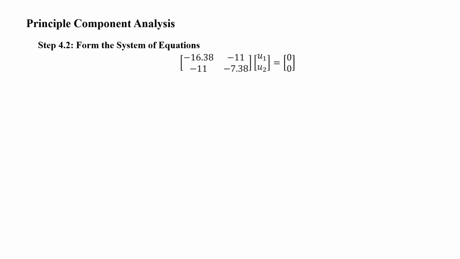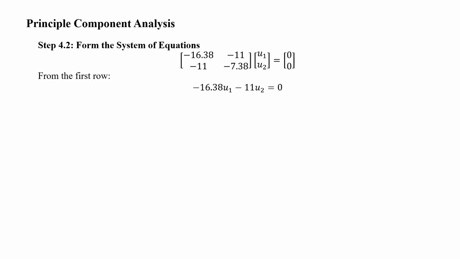We use the matrix [-16.38, -11; -11, -7.38]. Multiply this matrix by the vector u1 and u2 and set it equal to 0. From the first row, we get the equation negative 16.38 u1 minus 11 u2 equals 0. Now rearrange the equation. This gives u2 is approximately negative 1.489 times u1.